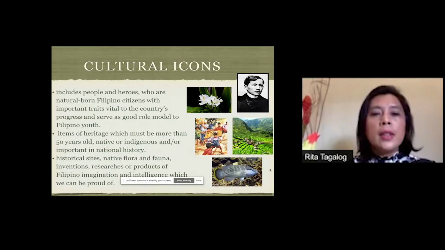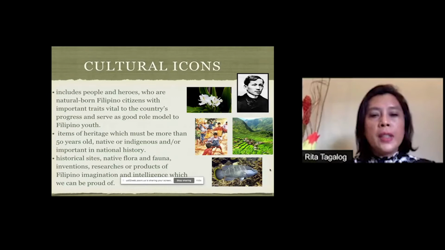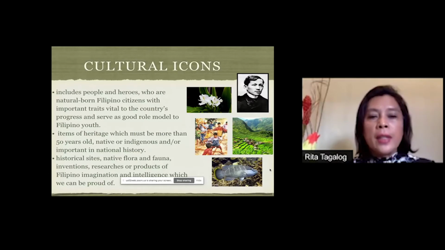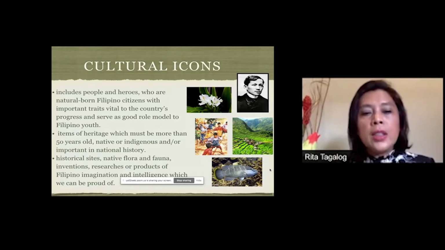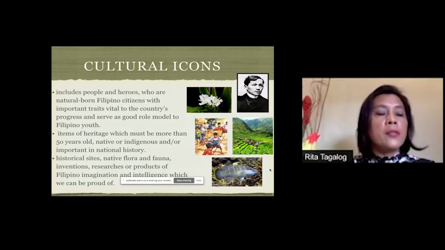It also includes items of heritage, which must be more than 50 years old, native or indigenous and or important in national history. And it also includes historical sites, native flora and fauna, inventions, researches, or products of Filipino imagination and intelligence, which we can be proud of as Filipinos.